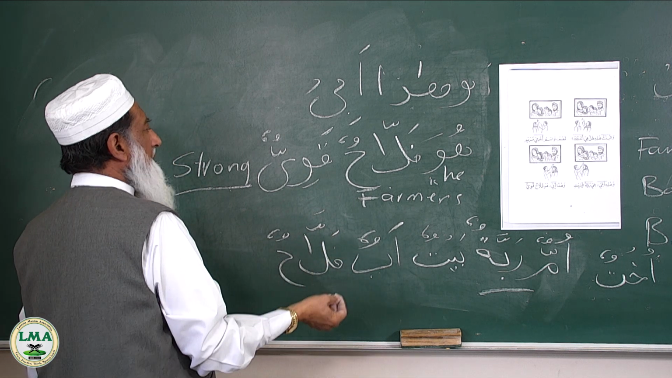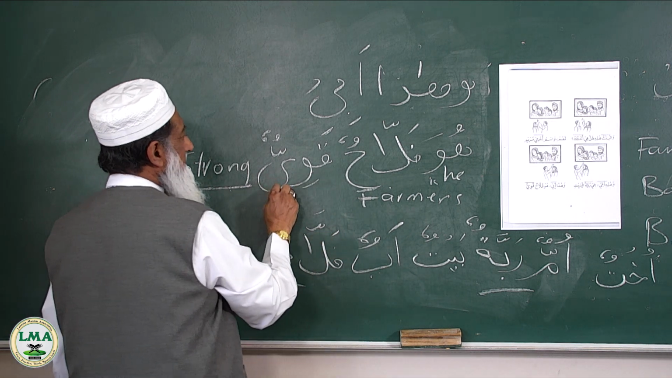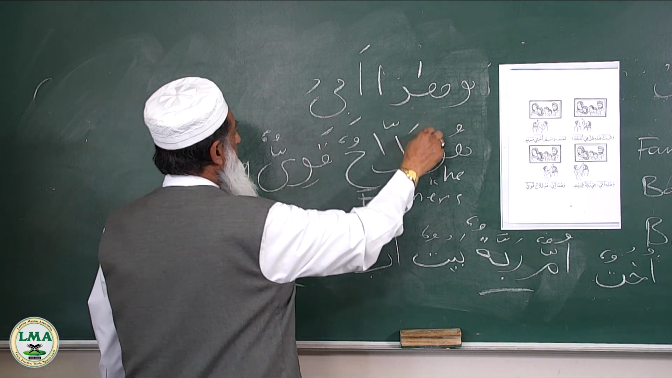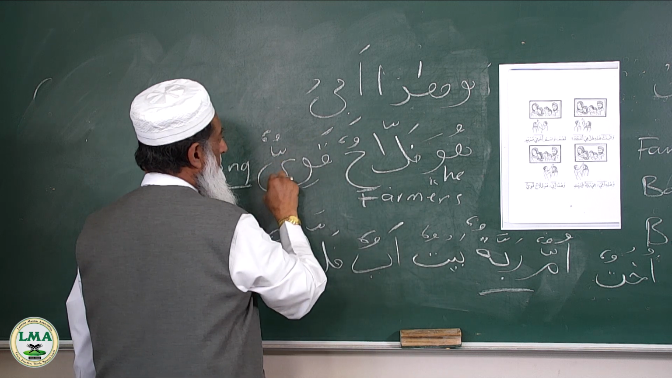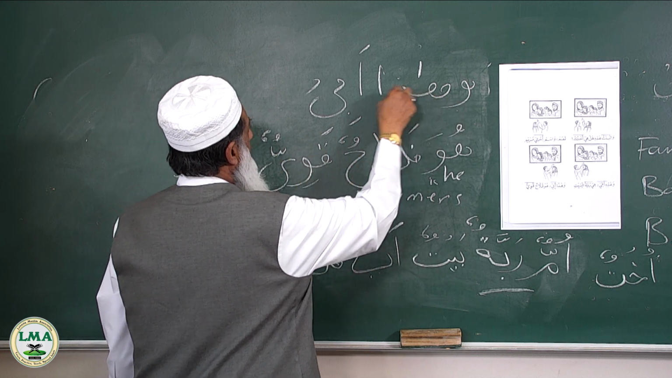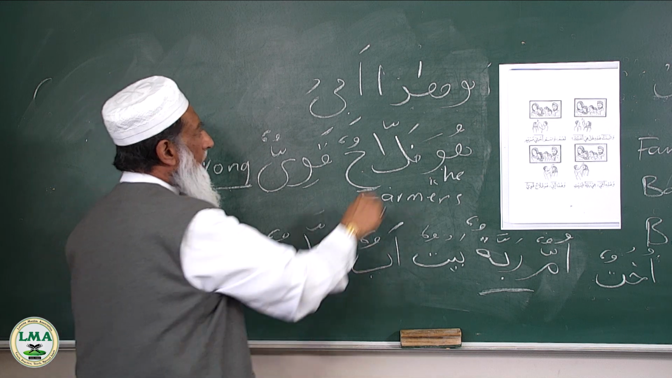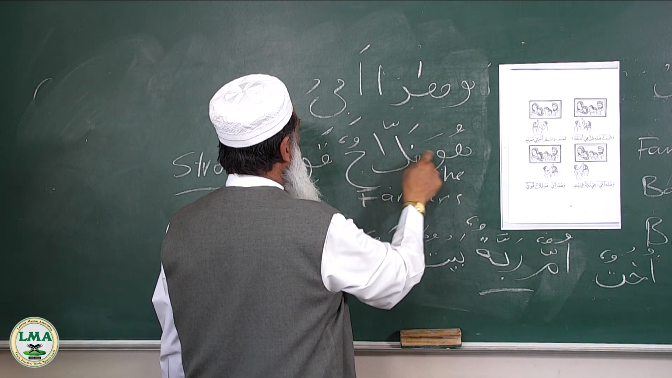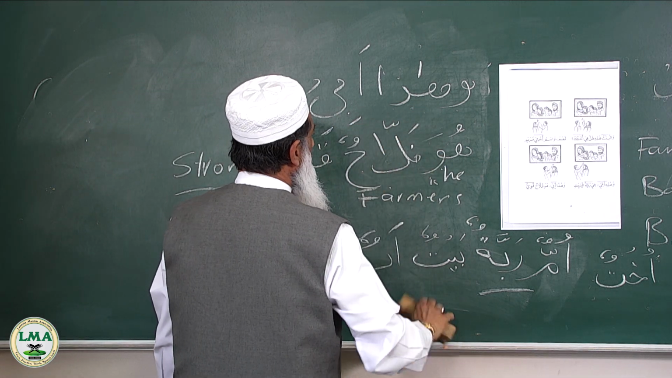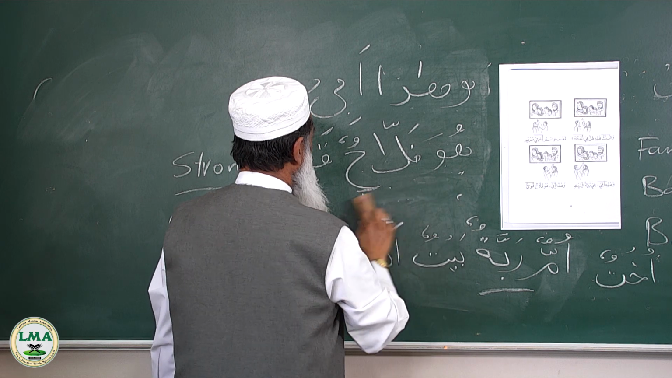In Arabic, the adjective comes afterwards. In English, the adjective comes before. So he is a strong farmer. وَهَذَا أَبِي هُوَ فَلَّاحٌ قَوِيٌّ. Repeat with me. وَهَذَا أَبِي هُوَ فَلَّاحٌ قَوِيٌّ.